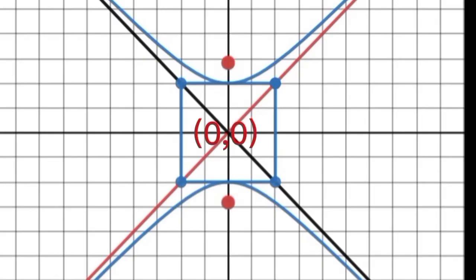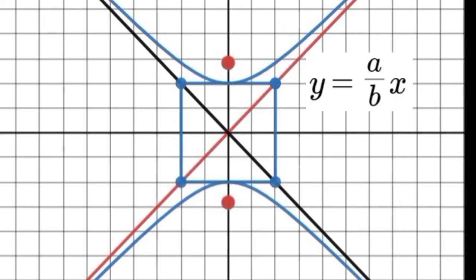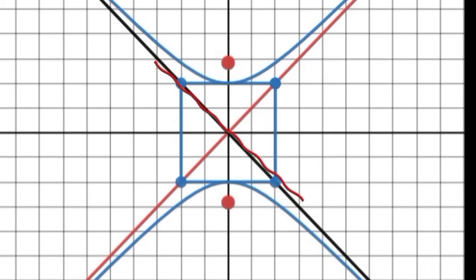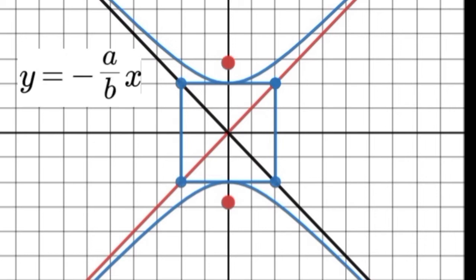For the coordinates, the center is (0, 0). For the foci, the upper is (0, c) and the lower is (0, negative c). For the vertices, the upper is (0, a) and the lower is (0, negative a). For the equation of the asymptotes, the one leaning towards the right is y equals a over b x. The other asymptote, leaning towards the left, has the equation y equals negative a over b x.